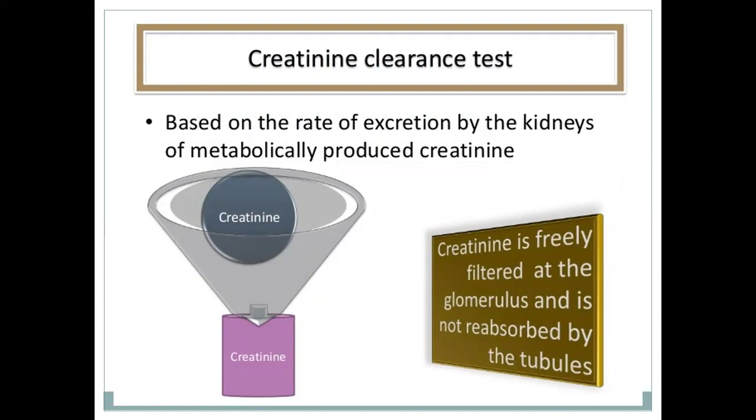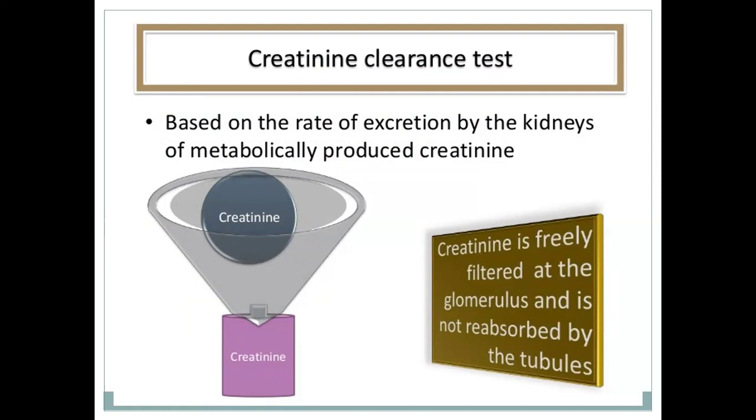Creatinine is freely filtered at the glomerulus and is not reabsorbed by the tubules. Creatinine clearance means to compare the creatinine level in a 24-hour urine sample with the creatinine level in blood. Creatinine clearance also helps to estimate glomerular filtration rate. This test provides information about the severity of kidney disease.